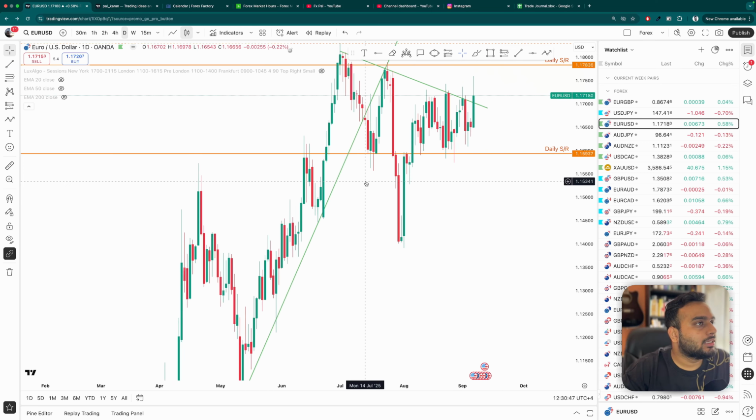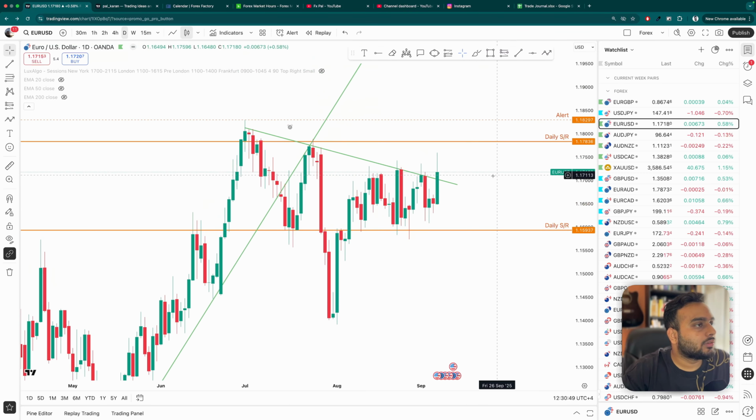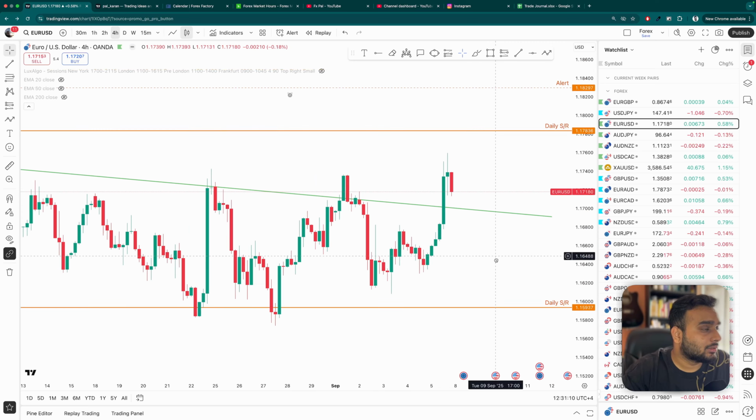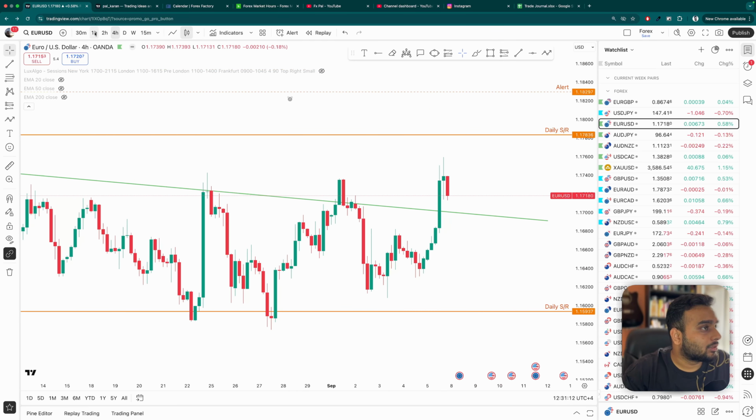I think on the daily side, we see a breakout, but there is a huge rejection from here, which is something I don't like. Anyway, the price has been following a trend line, and 4 hour is giving a reversal pattern, but it's not an engulfing.